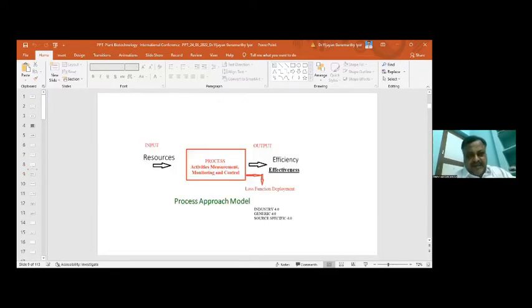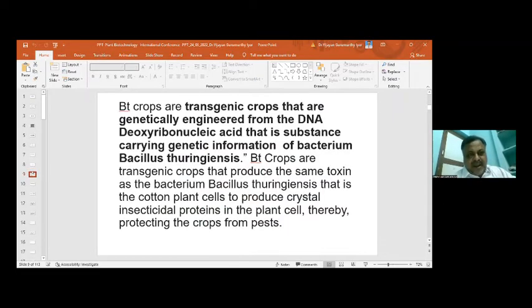And this is how the investigation has taken place, which is called the product and process approach model. BT crops are transgenic crops that are genetically engineered from the DNA, deoxyribonucleic acid, which is a substance carrying genetic information of the bacterium Bacillus thuringiensis. BT crops are transgenic crops that produce the same toxin as the bacterium Bacillus, and the seed cotton plant cells produce crystal insecticidal proteins in the plant cell, thereby protecting the crops from pests.